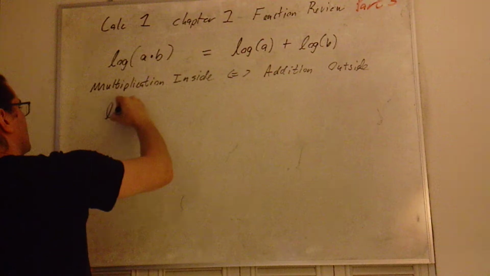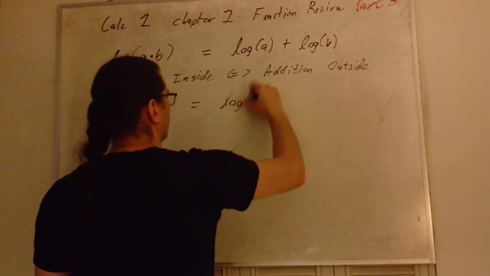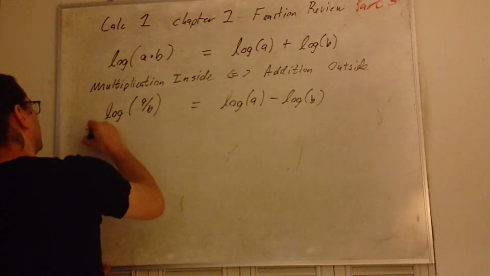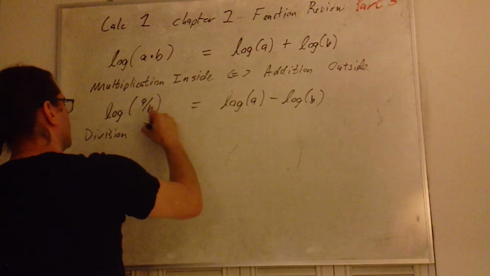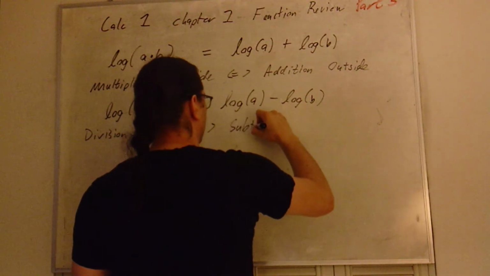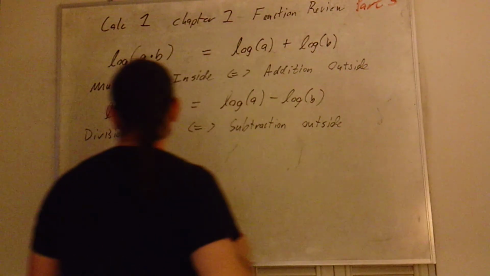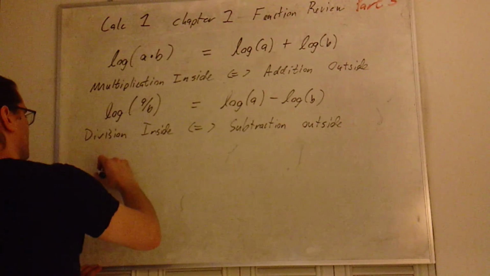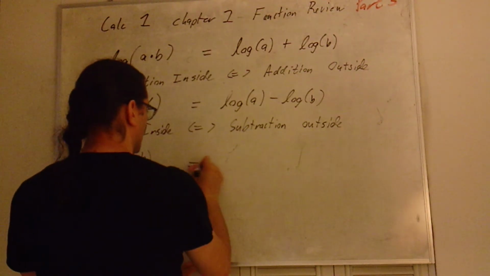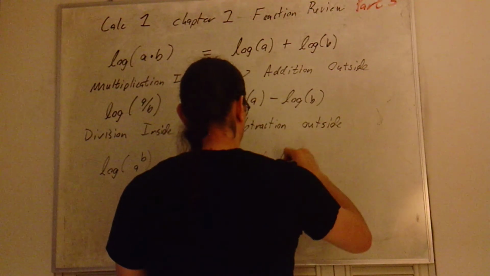Some of you can probably guess that the next one is going to be a division one. Division is going to turn into subtraction. Division inside is the same as subtraction outside. And then the last one is with the exponents. The log of a raised to the b is b times log of a.